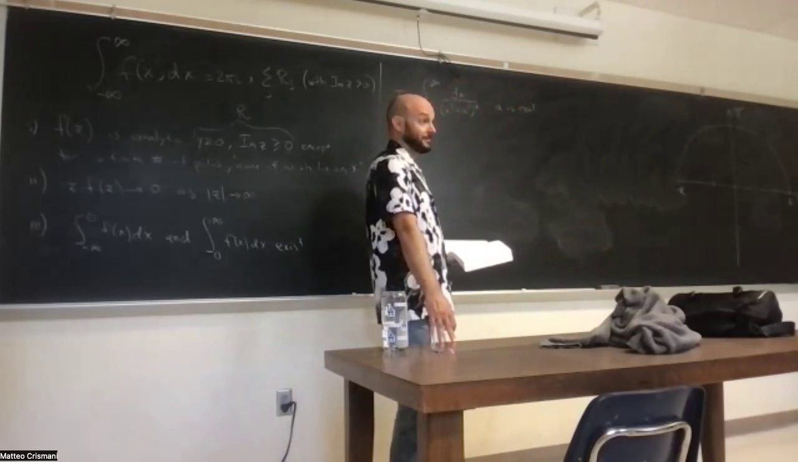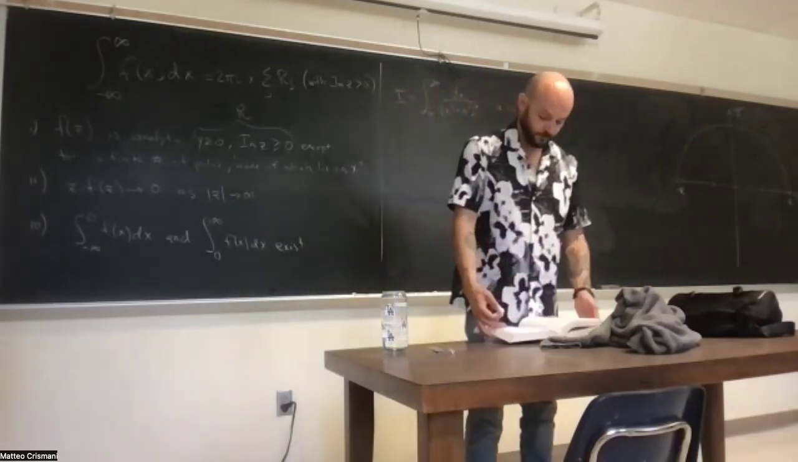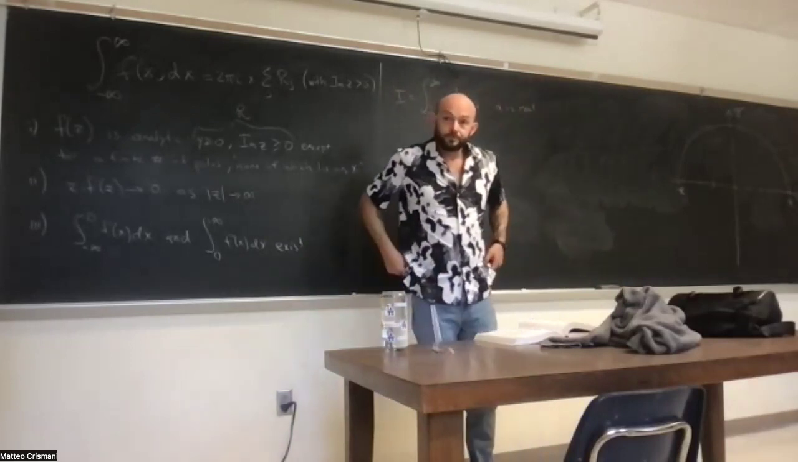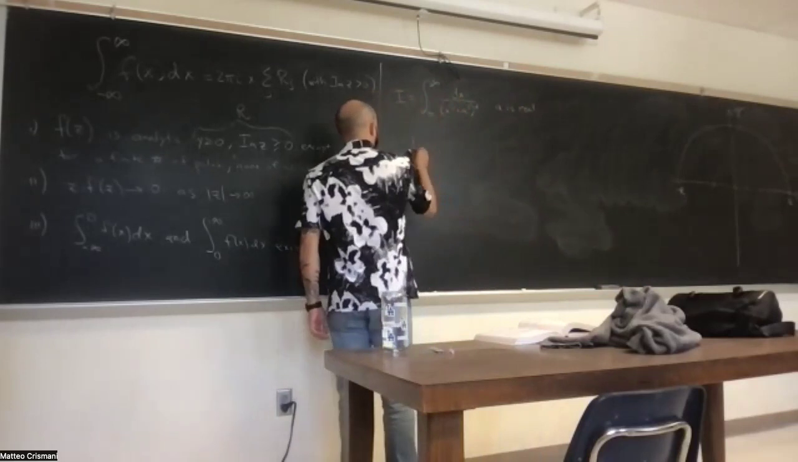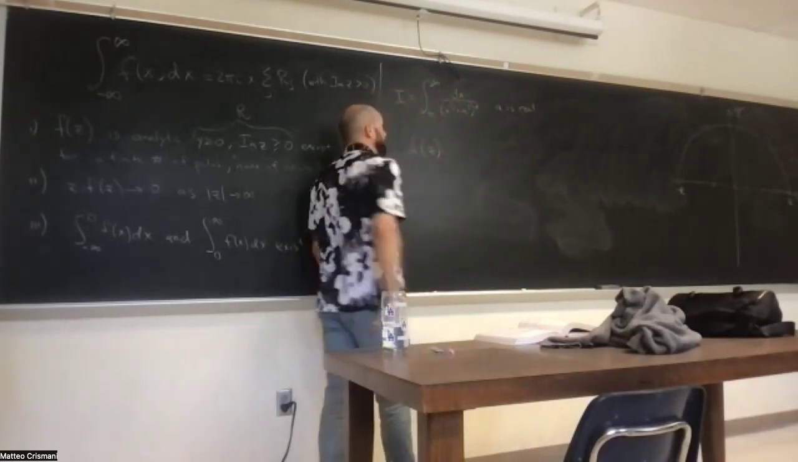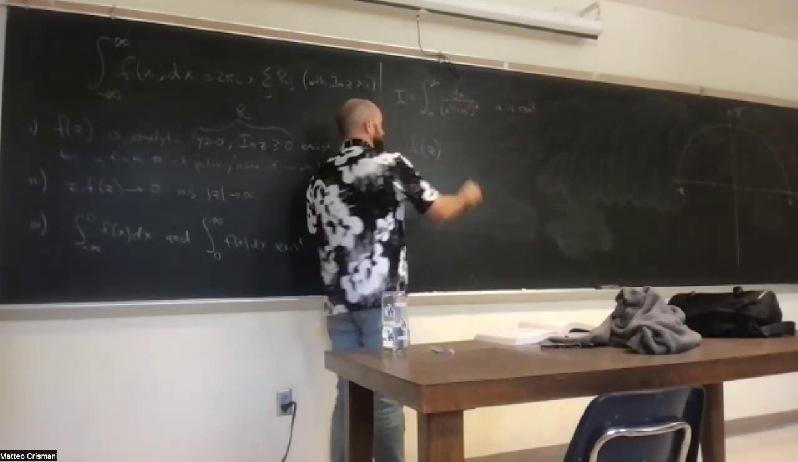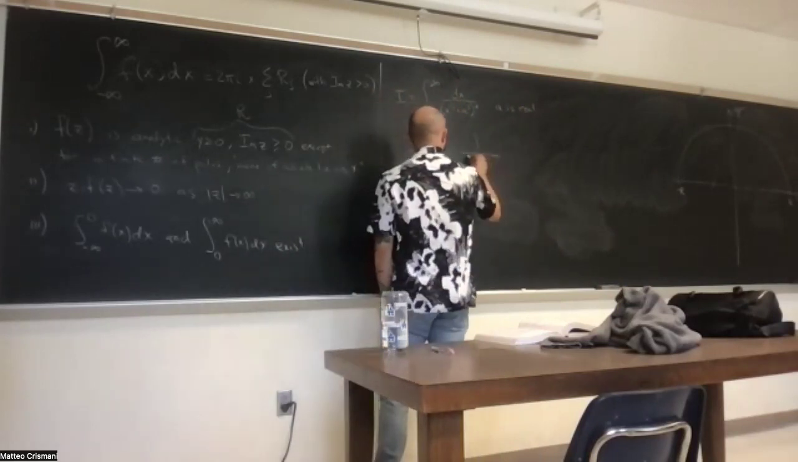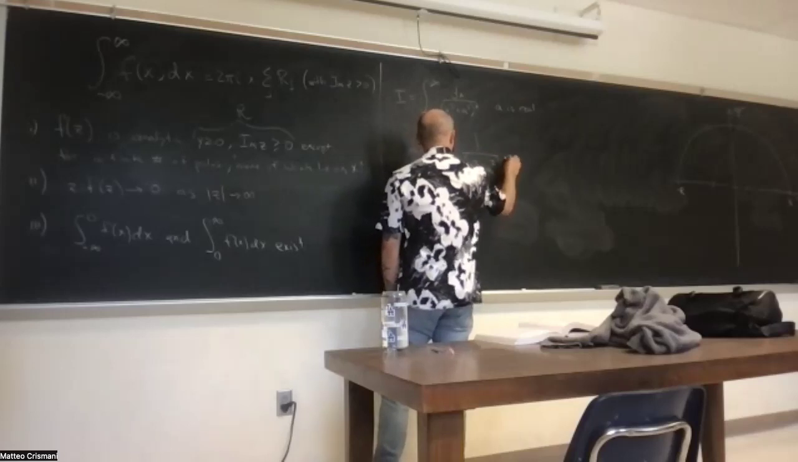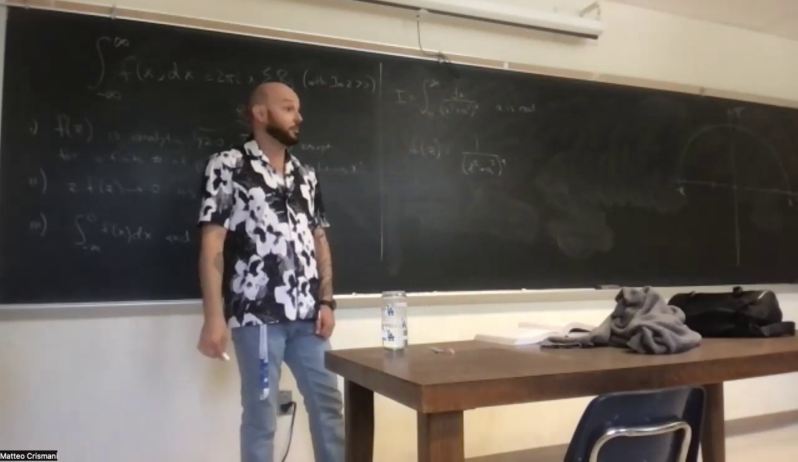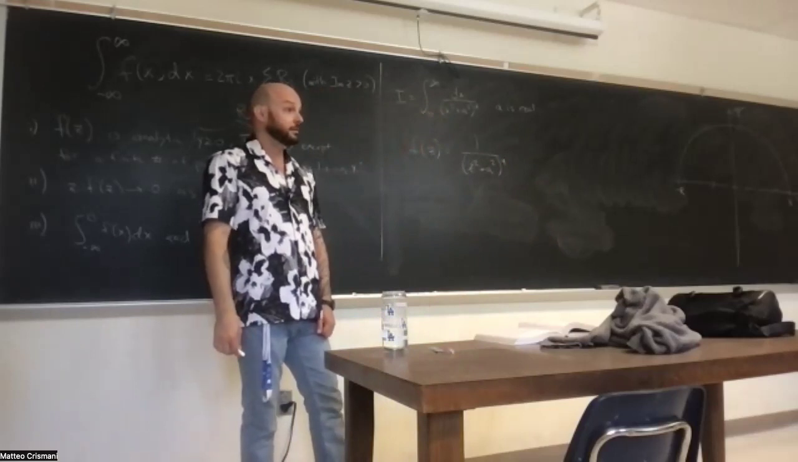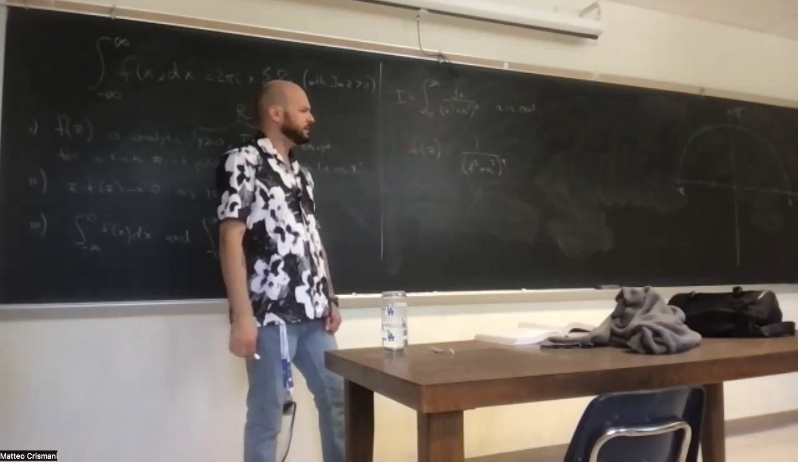So you just replace the x with z. Yeah, so just imagine this function. Now how would I write the function f of z? One over z squared plus a squared. Good. Does that have any poles? It does have a pole, doesn't it? Yeah, z equals a. When z equals a, is that correct?